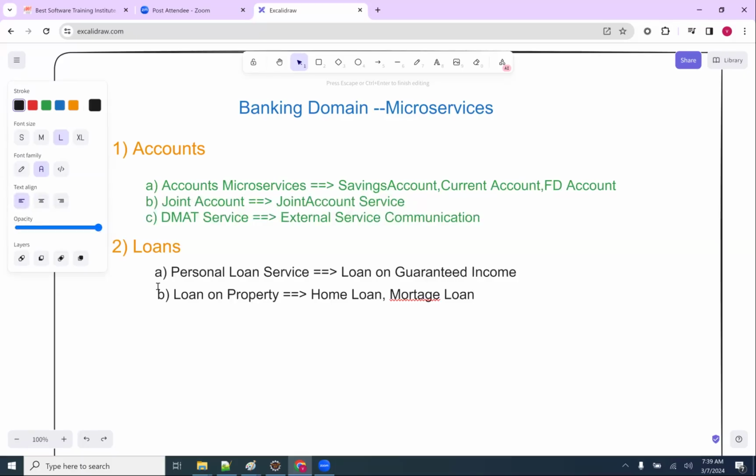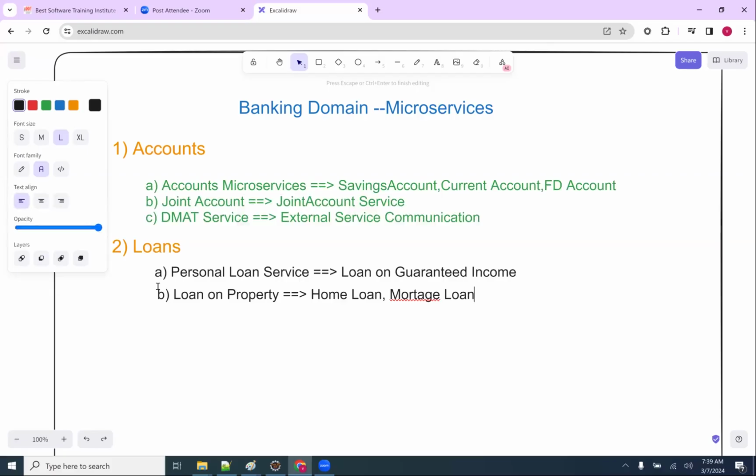Technical calculation, how much loan we can give on this property? Is it newly constructed? Is it old construction? Technically, if some problem is there, both loans are impacted. So I can say that loan on property is a separate microservice under which home loan and mortgage loan will come. Will you agree with that actually?